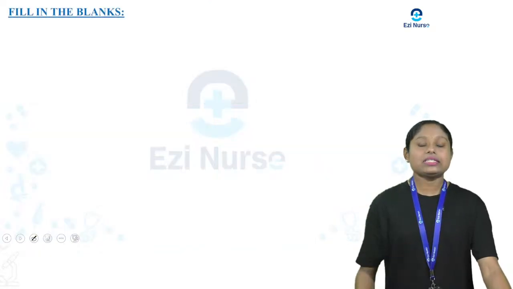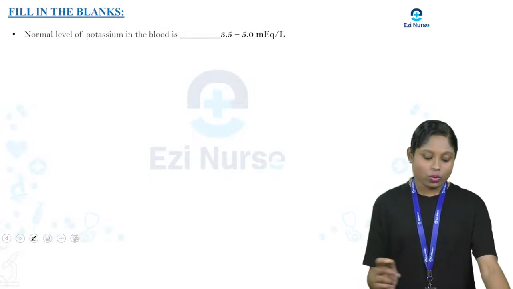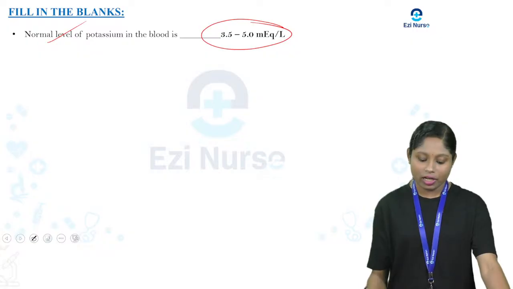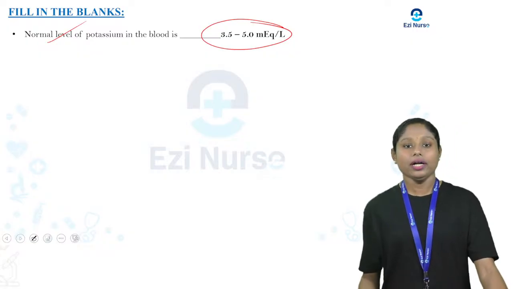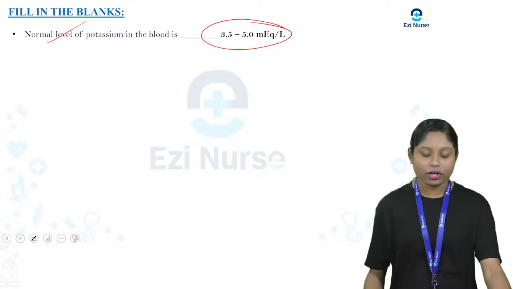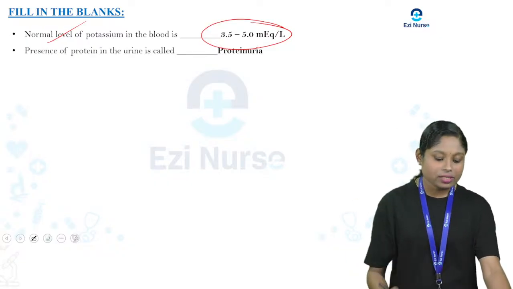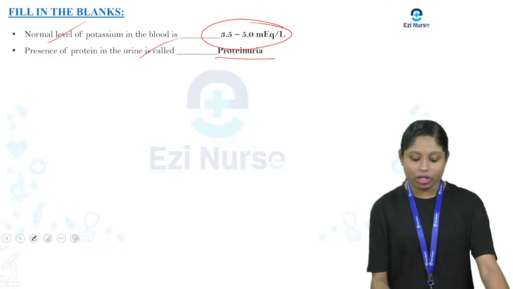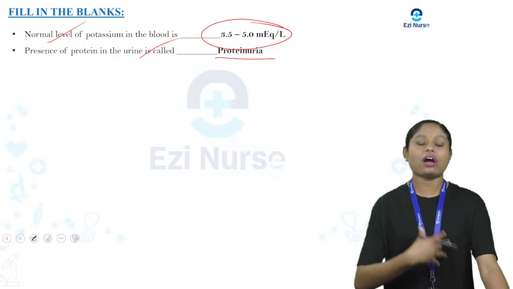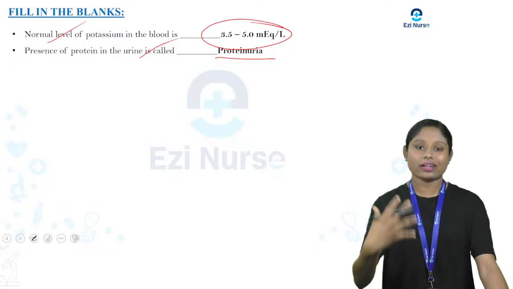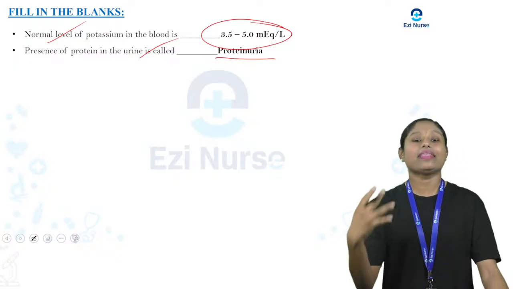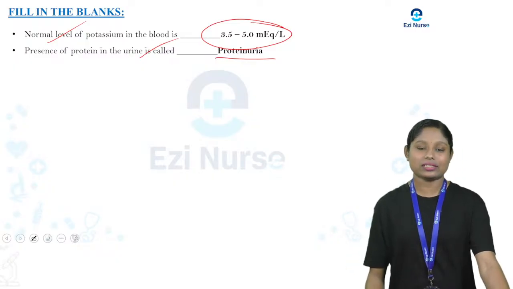So next we will discuss some fill in the blanks questions. What is the normal level of potassium in the blood? It is 3.5 to 5.0 milliequivalent per liter. So what is the normal potassium level of an adult in blood? It is 3.5 to 5.0. Presence of protein in the urine is called proteinuria. A person who is having diabetes mellitus, with uncontrolled glucose level or uncontrolled blood sugar level, will have the presence of protein in the urine. That is known as proteinuria.